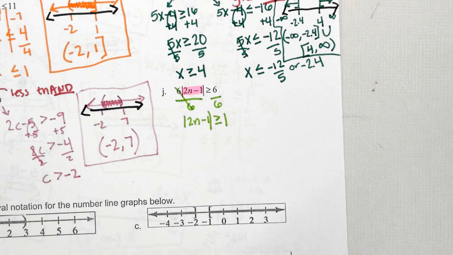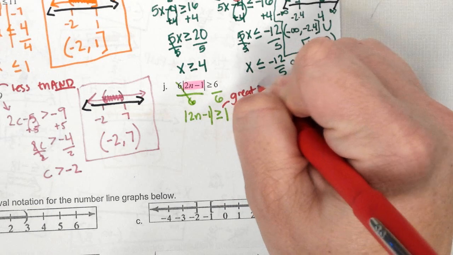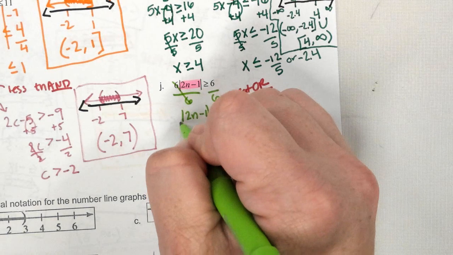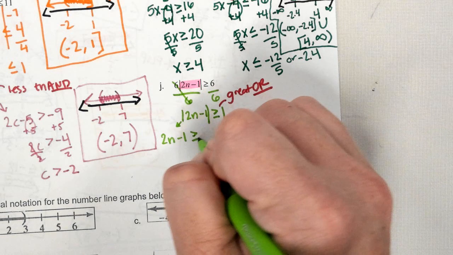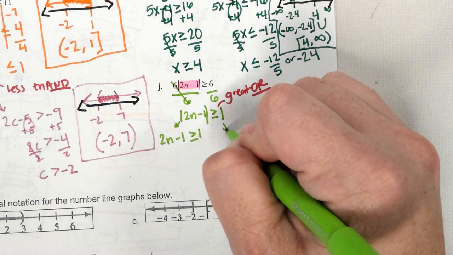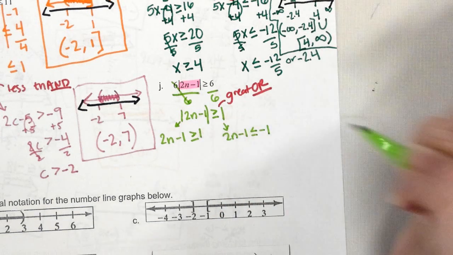Now my absolute value is alone, and again, this is a great OR problem, just like the first one. So I'm going to rewrite it: 2n minus 1 is greater than or equal to 1. And then I'm going to rewrite it again: 2n minus 1 is less than or equal to negative 1. Remember, opposite, opposite.